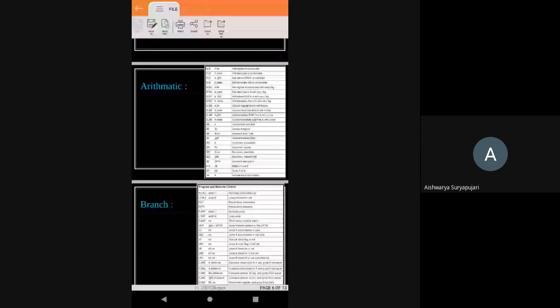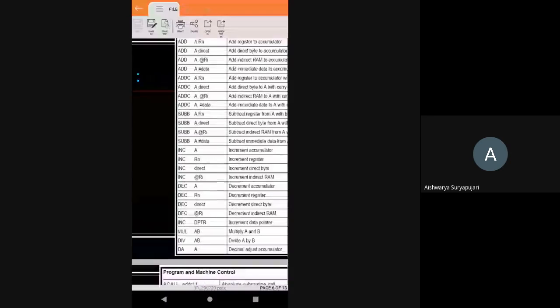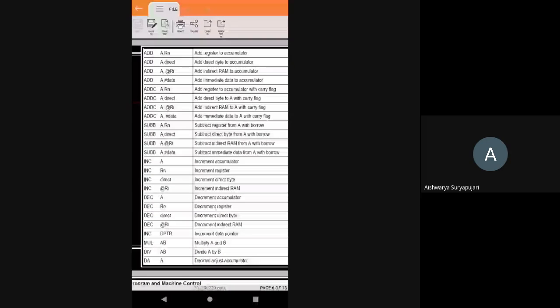So this is the meaning of this instruction, that is @Ri. After that we have seen that one, add A comma, just make it a little zoom, hash data.